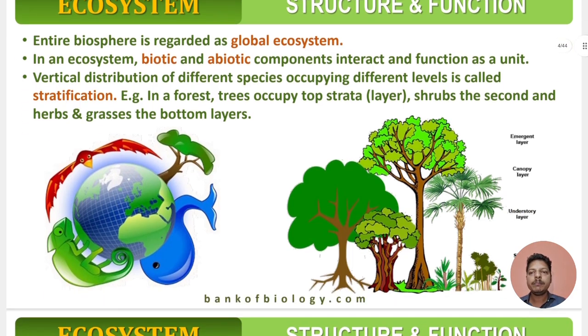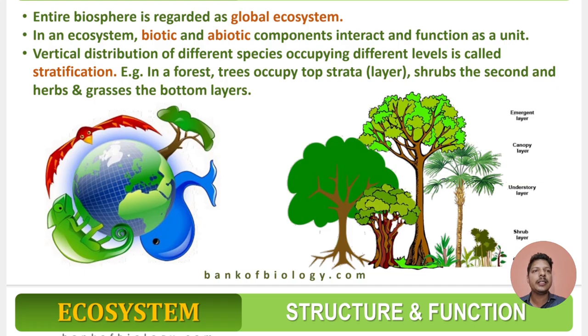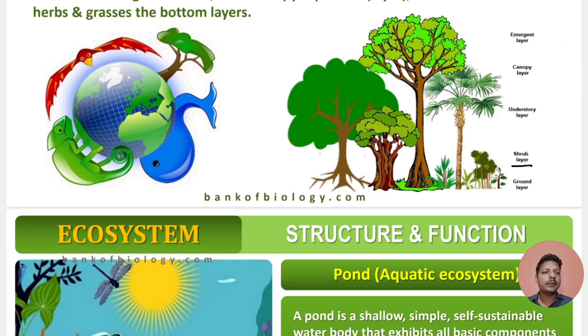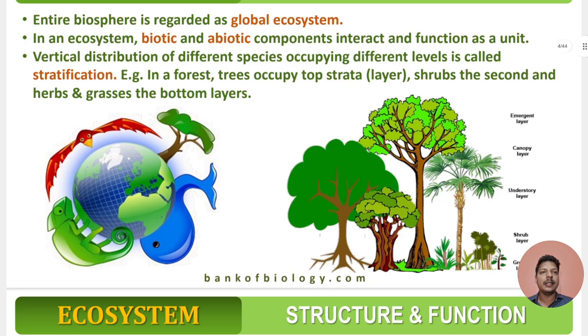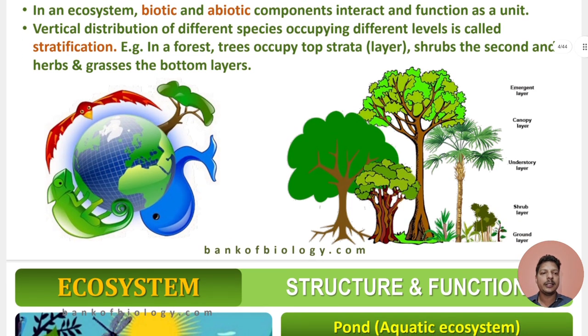For example, in a forest, you can see trees occupy the top strata, that is, layer. You can see the emergent layer, then the canopy layer, understory layer, shrub layer, and ground layer. So, these are the strata or layers. The emergent layer is the top one, then the canopy, then the understory layer, then shrubs, that is, small plants, and then the ground layer, that is, grasses at the bottom.